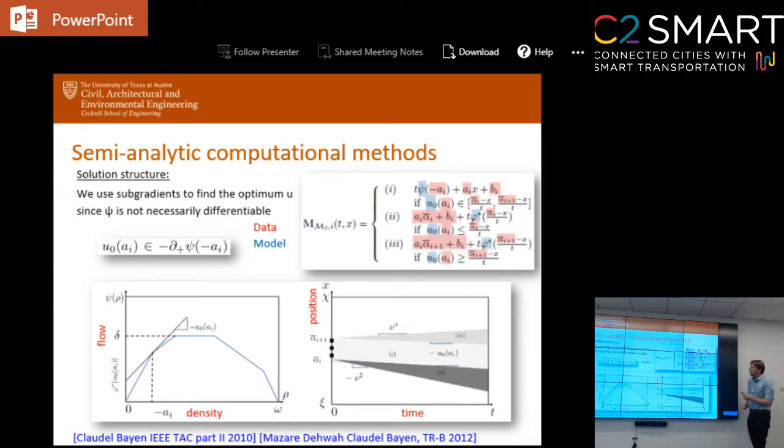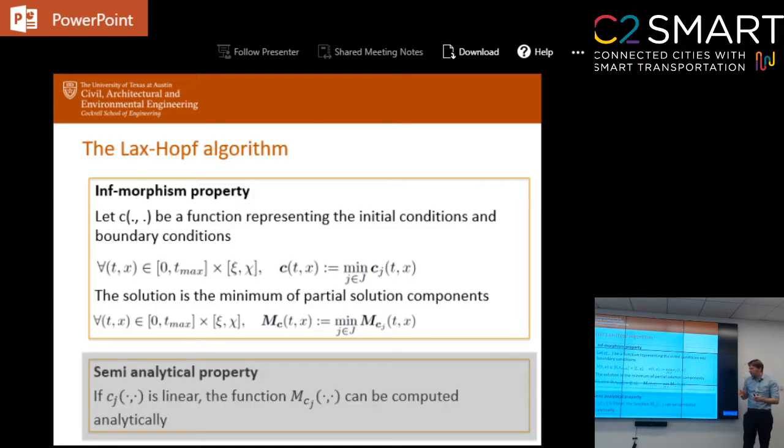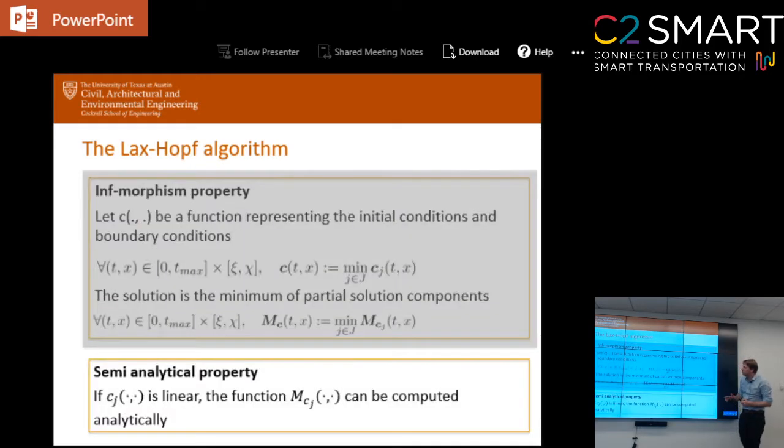So now that's nice, but that's only one piece of initial condition. That's only part of the problem. With this semi-analytical property, we can compute the solution for just a single block of initial or boundary condition, but it still doesn't solve the entire problem. So how do we solve the rest of the problem? Through this property, which is called influence.